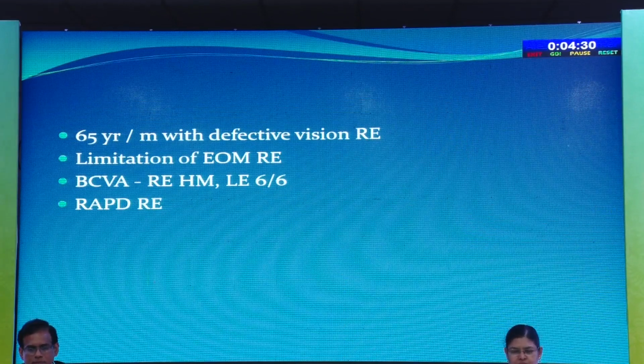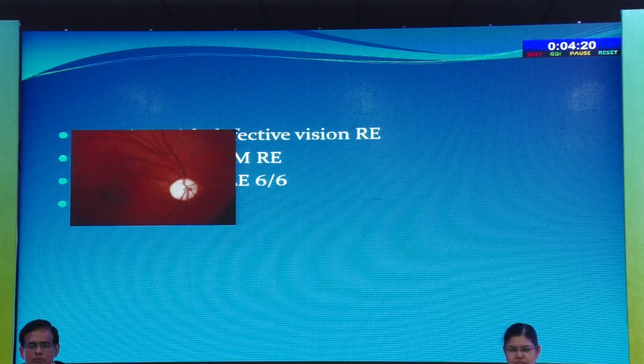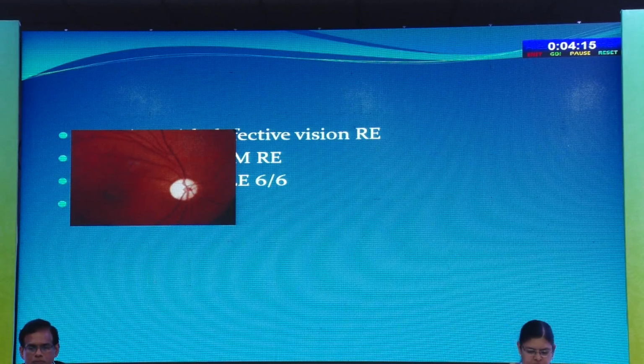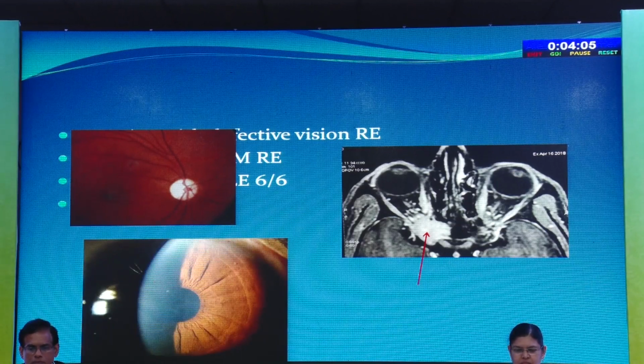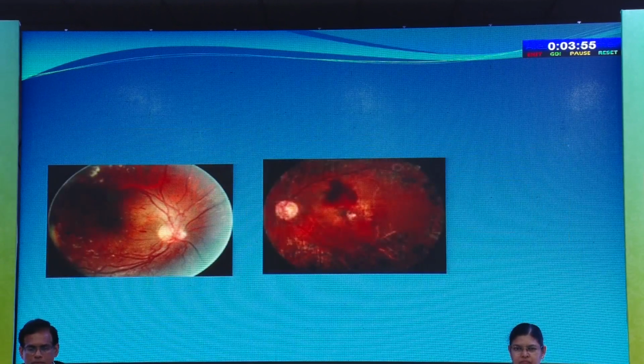Another patient with defective vision in the right eye with limitation of extraocular movements. Right eye vision was hand movements and left eye was 6/6, with RAPD in the right eye. The fundus showed a pale disc, and we did imaging also because he had movement restriction, and we could see a mass in the optic nerve at the orbital apex encompassing the optic nerve and surrounding structures. Slit lamp examination showed Lisch nodules, and he also had cutaneous lesions. So this is a case of neurofibromatosis, optic nerve glioma.